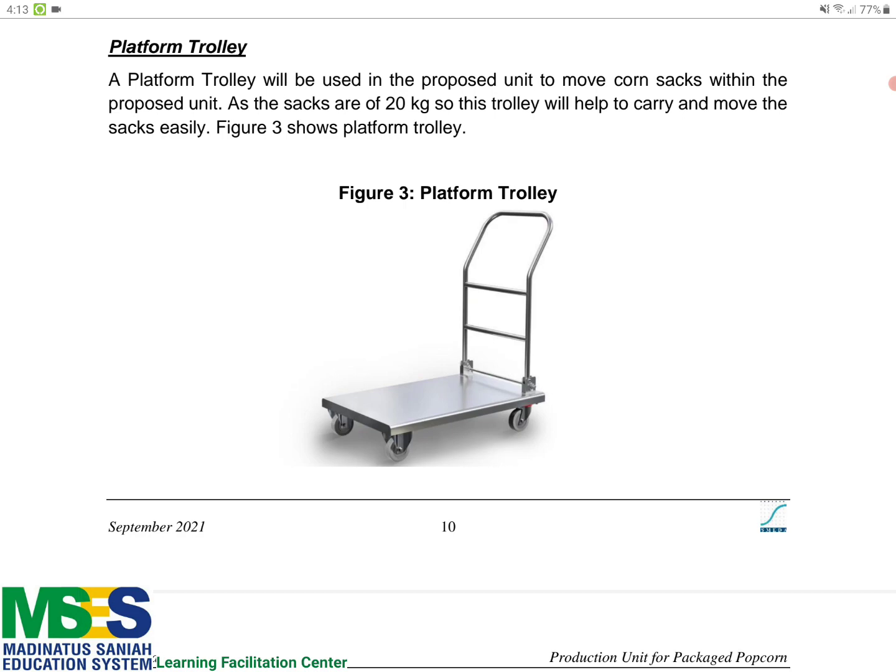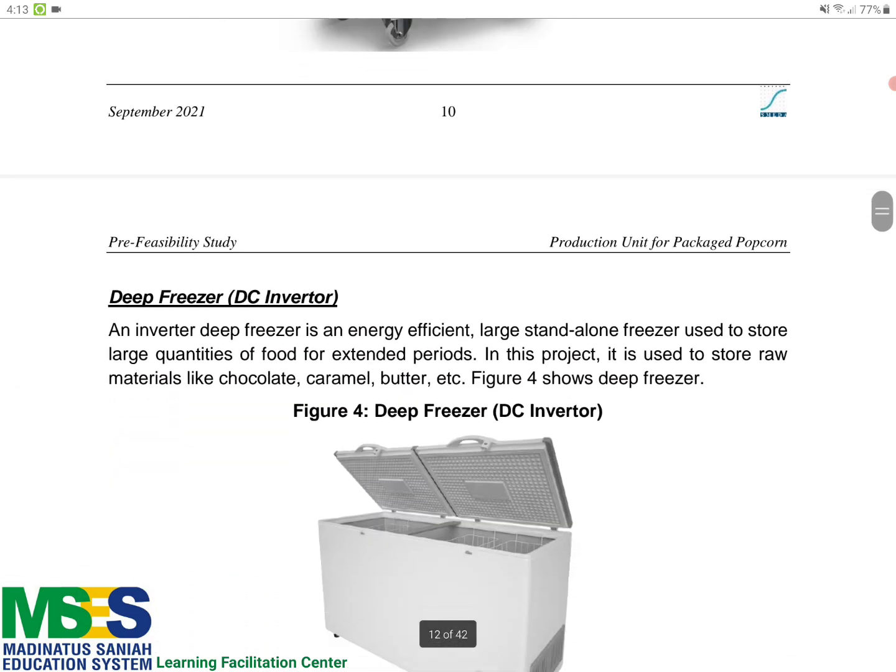Platform trolley. Why is it called platform? It's a straight platform which has tires underneath it, and we can easily push it. That is why it is called a platform trolley.